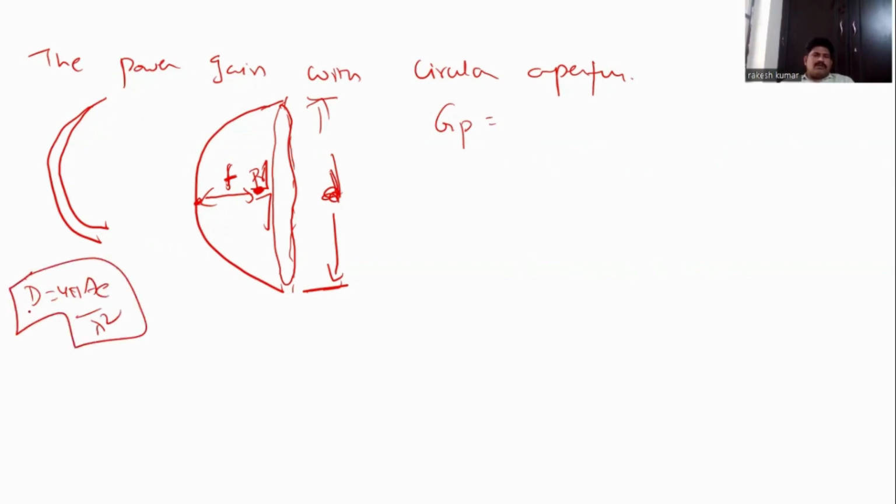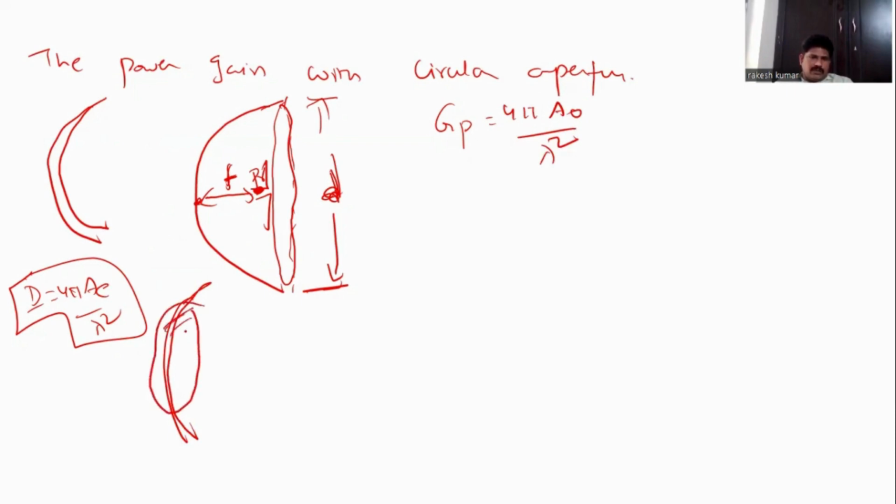What is the major relation between directivity and power gain? In directivity, we consider only the power radiated, but in power gain, we consider the loss also. So GP is equal to 4 pi A naught by lambda square. What is this A naught? Let us consider this portion is effectively transmitting or receiving the electromagnetic waves. What about this region? It is not actively transmitting. So physical size is represented with A, and A naught is the effective area.